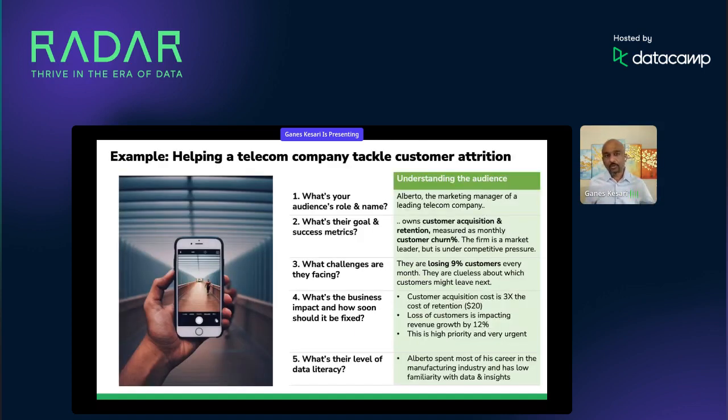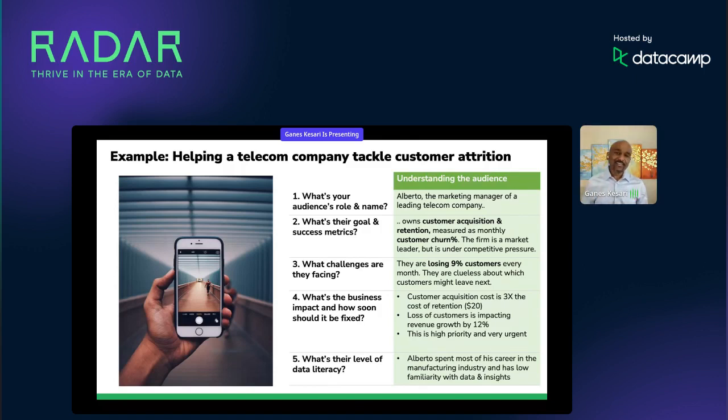A quick example, if you're looking at telecom company and customer attrition, Alberto is trying to address customer churn. He owns customer acquisition and retention, and the company is losing 9% of customers every month. And this is a big problem because customer acquisition cost is 3x the cost of retention, and loss of customers is impacting revenue growth by 12%. And hence it's very urgent. And Alberto's data literacy is low. He's from the manufacturing industry, and not just because of that, but he has low familiarity with data and insights.